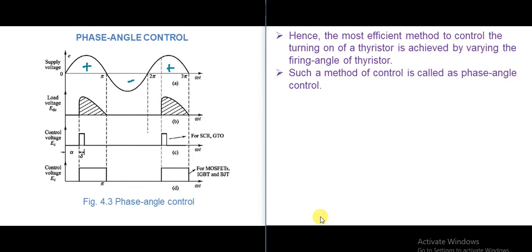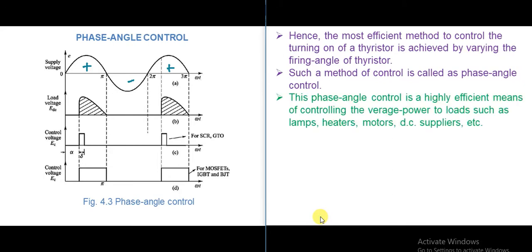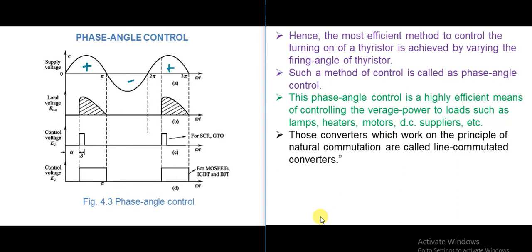And how will we control it? By applying the control voltage at the gate terminal at a particular time interval. This phase angle control is a highly efficient means of controlling the average power to loads such as lamps, heaters, motors, DC supplies, etc. Those converters which work on the principle of natural commutation are called line commutated converters. Natural commutation means it does not require any additional components to commute the SCR. Commutation means turning off, if you remember.